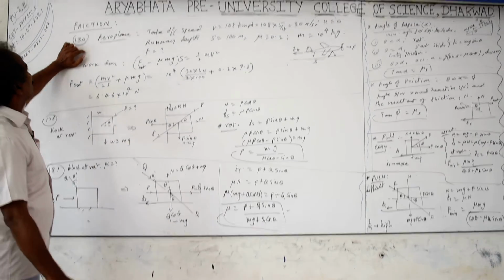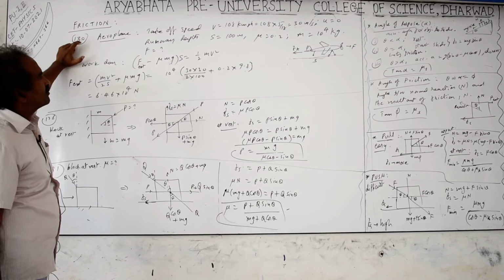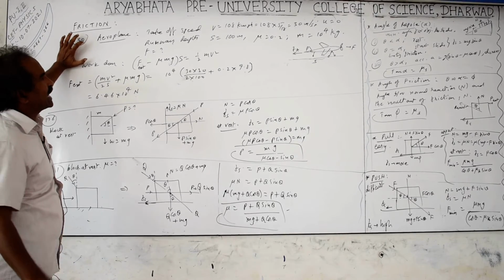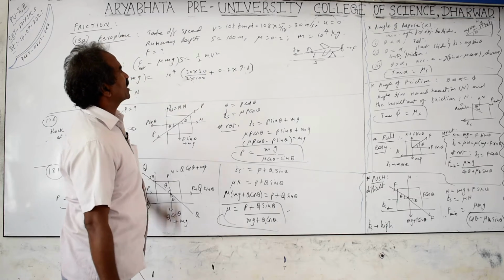Next problem, number 130. It is an aeroplane problem. Two or three types of problems are there for the same aeroplane with different data. Please check them, they are important ones. The takeoff speed of the aeroplane is given as 198 km per hour.